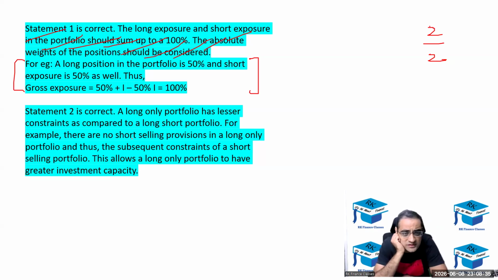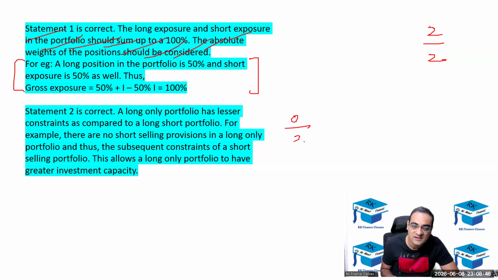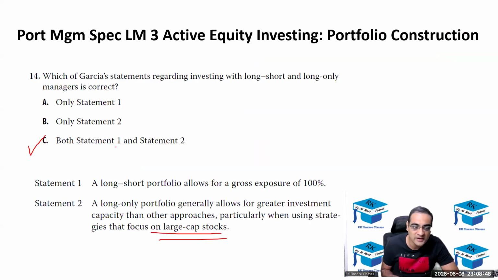There are no short selling provisions in long only portfolio. The subsequent constraint of short selling would. नहीं यार. No. I mean 0 out of 2 for the explanation. So you get the marks 2 out of 2 for selecting the right answer, 2 out of 2 for statement 1, but 0 out of 2 for the explanation.